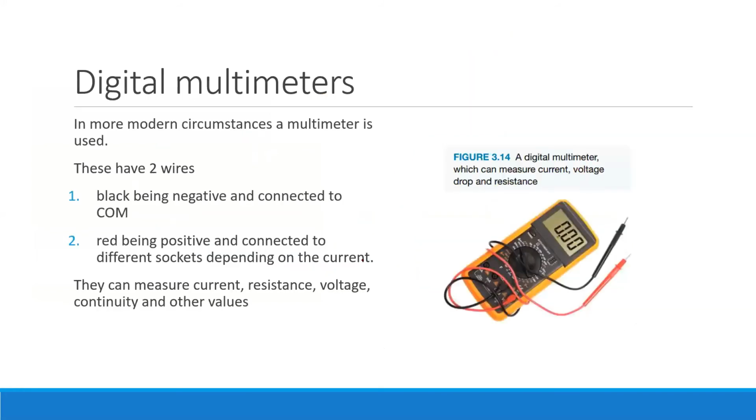And the last bit is the modern way we do things, which is with the digital multimeter. These have two wires, a black wire that's connected to the negative and a red wire that's connected to the positive side of what you're trying to measure. They can measure current, resistance, voltage, and continuity, so they can actually measure a lot. So this is what most electricians would use instead.